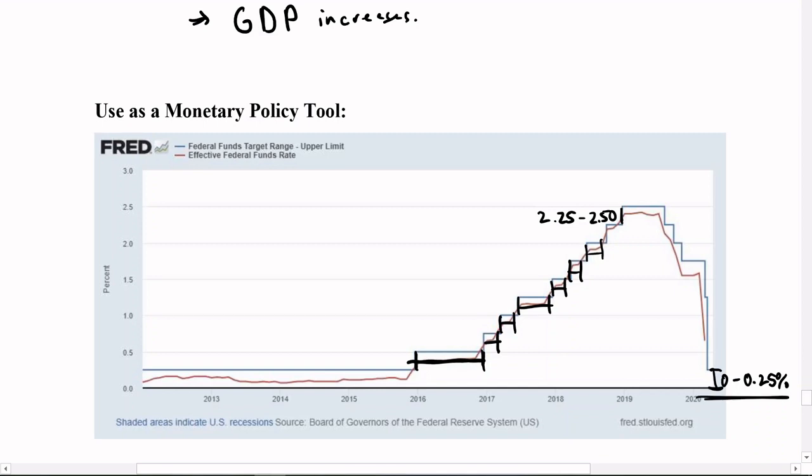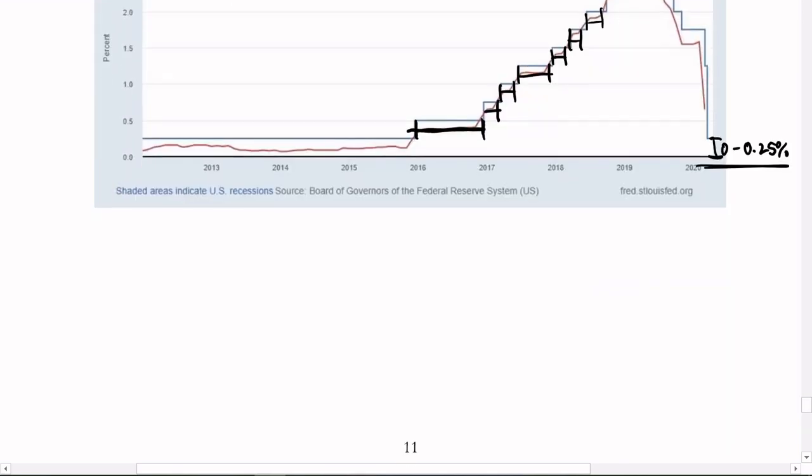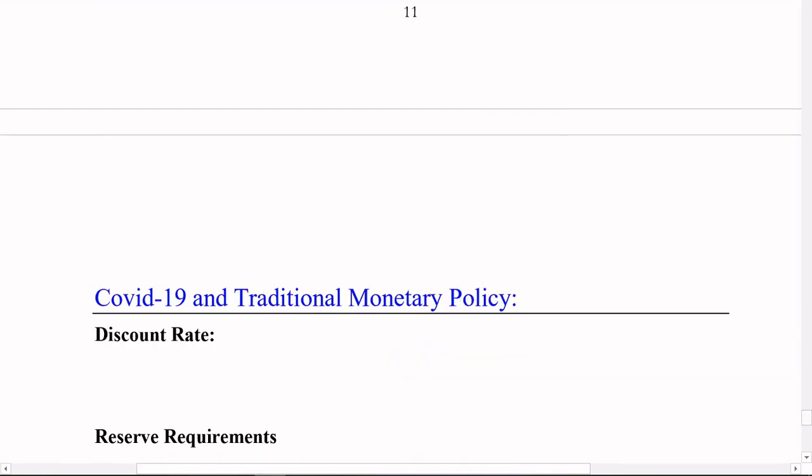We won't go any lower. And so this traditional monetary policy tool won't be able to be used going forward. Okay, and so that actually leads us to the last thing, which is, what are we going to do with traditional monetary policy in this public health crisis turned economic, or in addition to an economic crisis as a result.